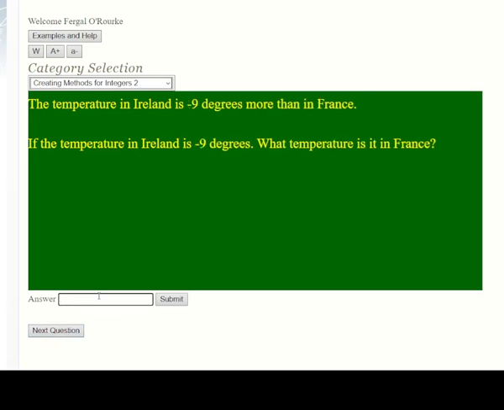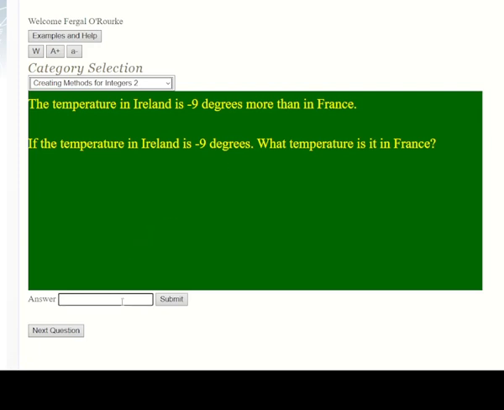Ireland is more than France, so it's the -9 on the bottom. The temperature in Ireland is -9, and you would subtract how much more Ireland is. So it's -9 take away -9, which is -9 plus 9, which is 0.